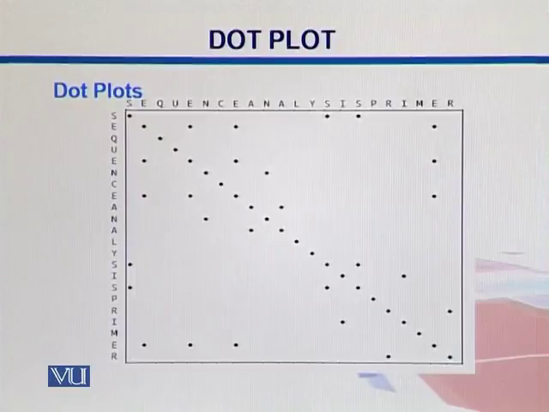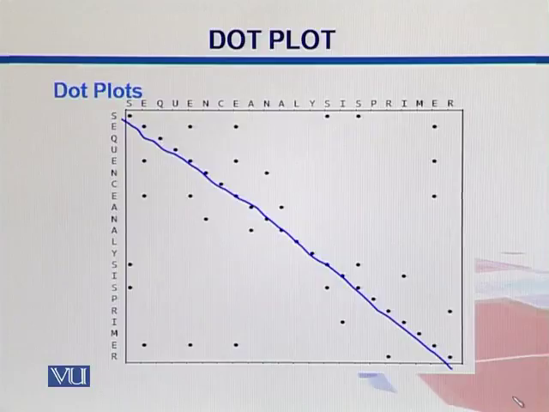So here we have this sequence written as sequence analysis primer. We have the same sequence on both sides. What you see in the middle is the diagonal, where we have these exact sequences. So if two similar sequences are placed, we will get those diagonals, and that diagonal tells us the sequences are similar.